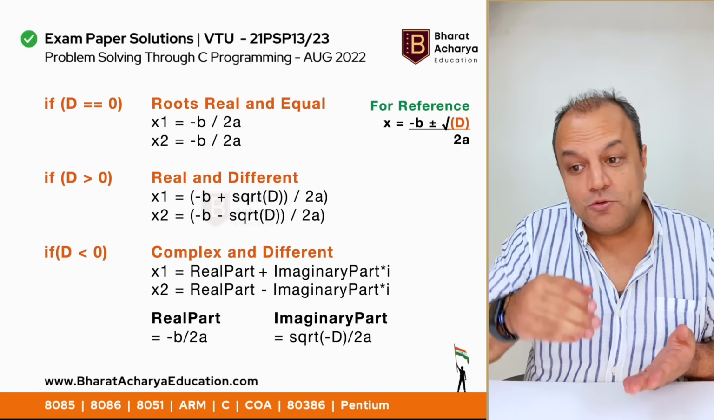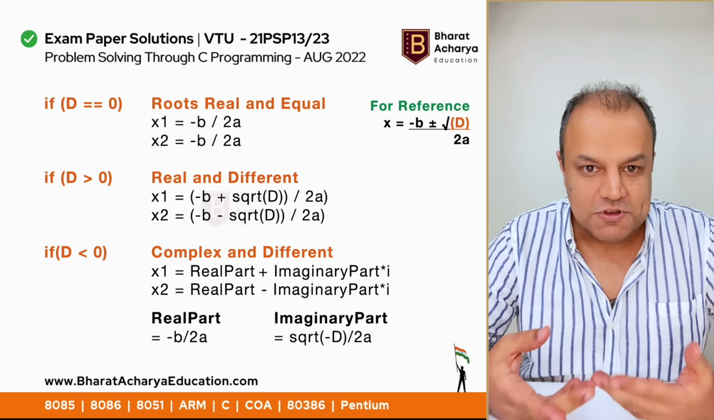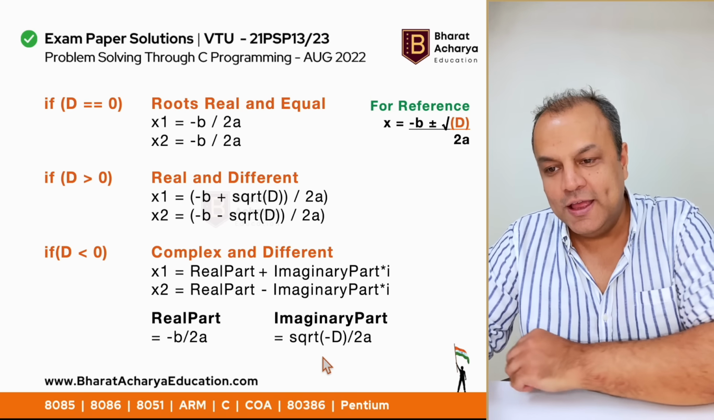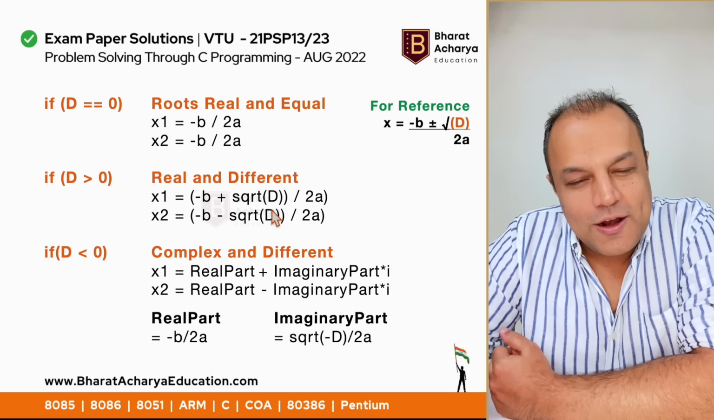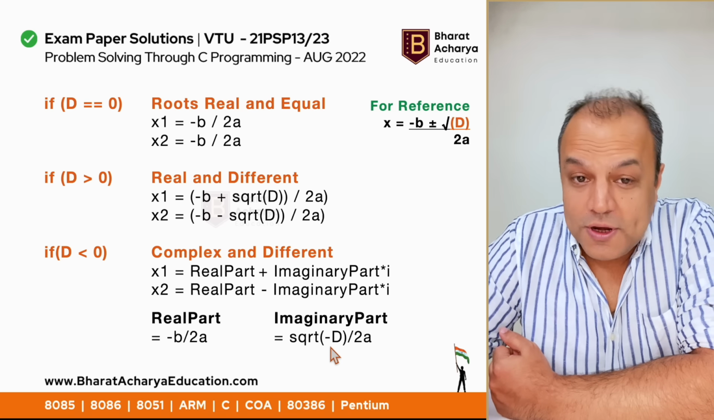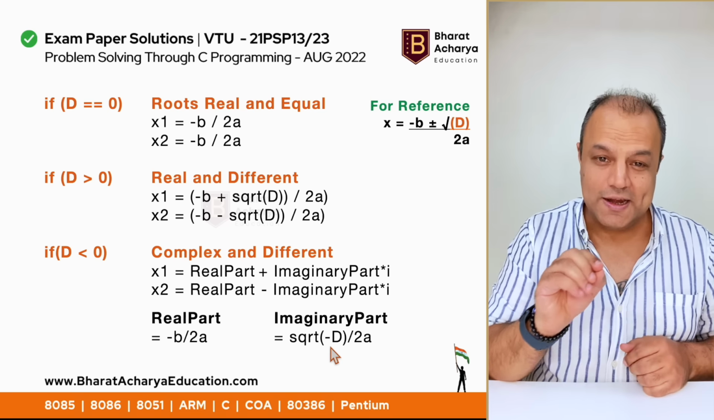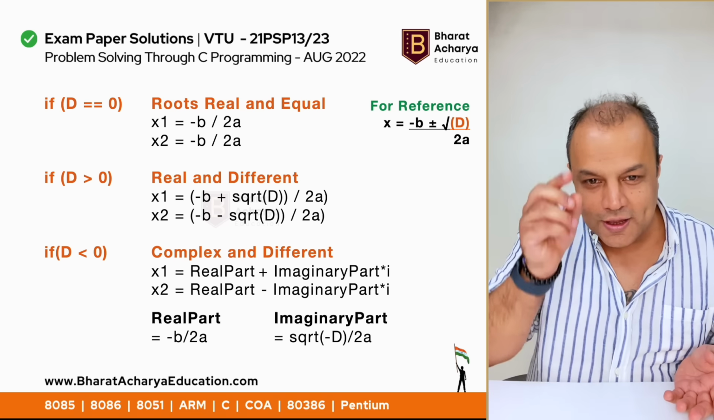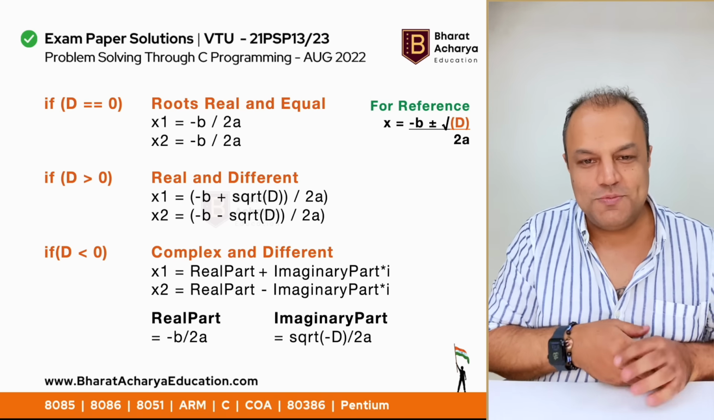So I calculate square root of minus d, which means square root of 36 multiplied by i. All that will happen is, here you are calculating square root of d, here you will calculate square root of minus d. For you, it's just writing a minus. d is already calculated. So when you write square root in the bracket, you will just be writing minus.